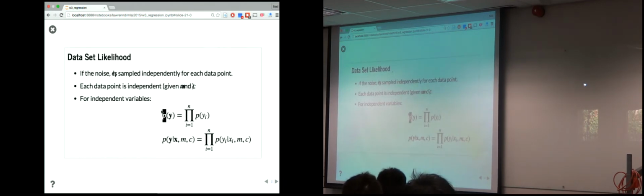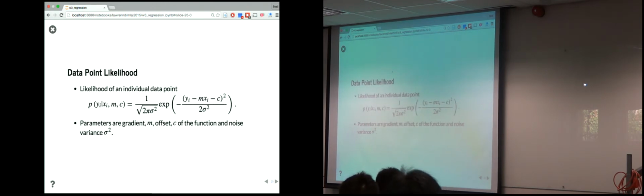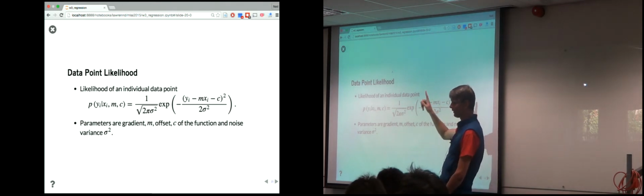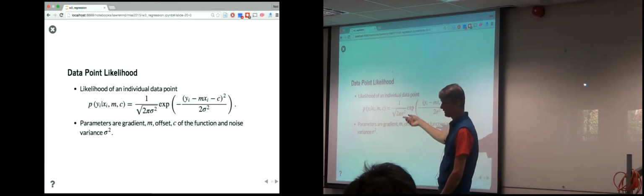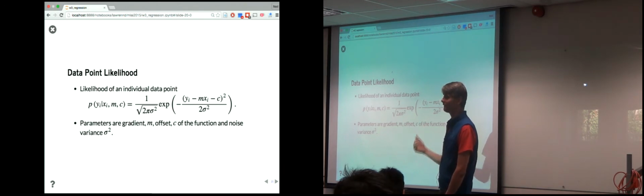Okay. Now, that's one data point. So actually, this is just a prediction for one data point, given one input, what it will be. But what we need to do is make a prediction for the entire data set. So we're going to have to make a further assumption.